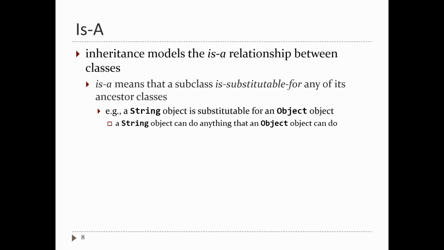Well, Object has several public methods. So it's got things like equals, hashCode, toString, and some other methods we didn't talk about. String also has all of those methods. So any method that you can call on Object, you can also call on String. And that's true of the other classes we created in the course. Any method that you can call on an Object, you can also call on a Point2 object, you can call it on a Counter object, and so on and so forth. And so we say that String is substitutable for Object.